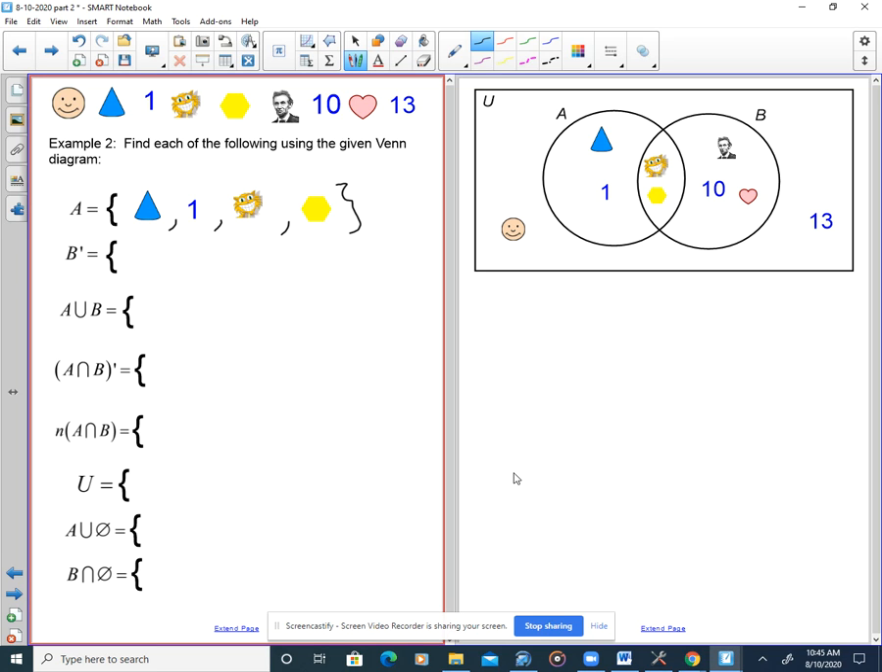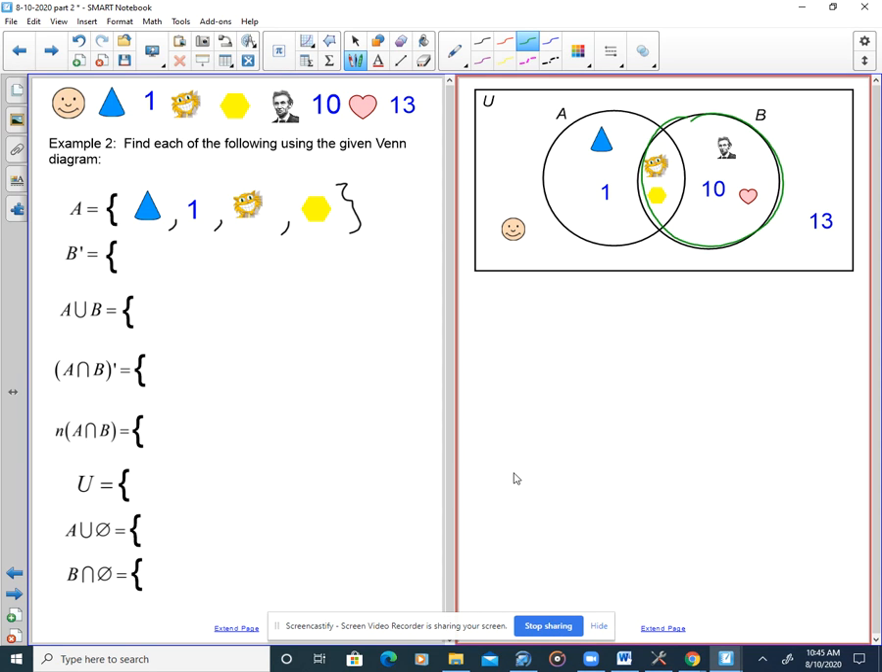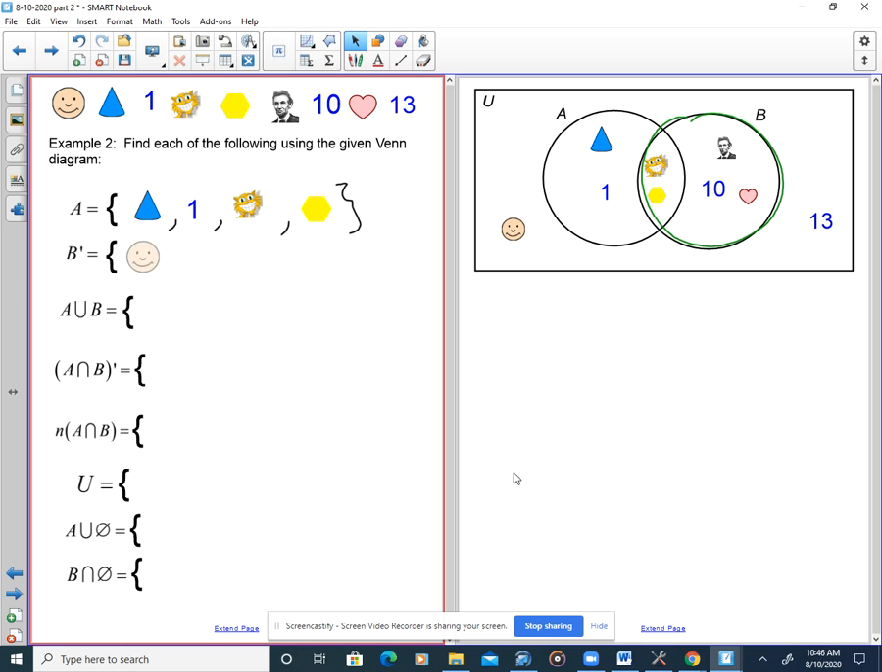And the next one, it wants us to find not B. So it wants us to list all the elements that are not in B. So we're going to list everything that's not in B. We see these elements right here are the ones that are in B. We want not those. So not those would be the smiley face, the cone, the 1, and the 13. So not B would be these elements here.